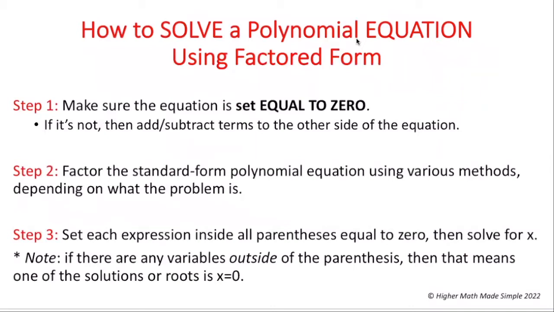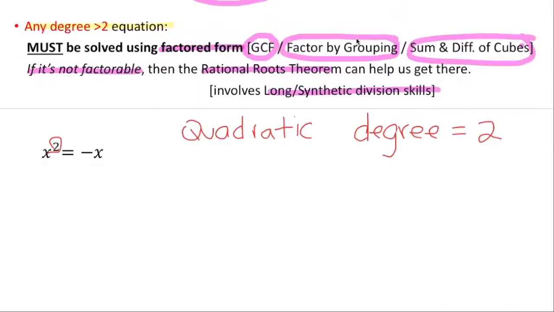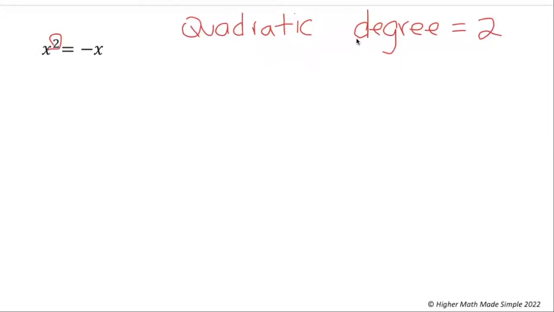So always make sure when you solve an equation in factored form, step 1 is to make sure that the equation is set equal to 0. Now, if it's not, you're going to add and subtract terms to the other side of the equation. So notice this example right here. First step, it has to be equal to 0. It's not. So how do we get that negative x together with the x squared? We can add x to both sides. The x's cancel. On the left side of the equation, we get x squared plus x. And on the right side of the equation, we get 0.